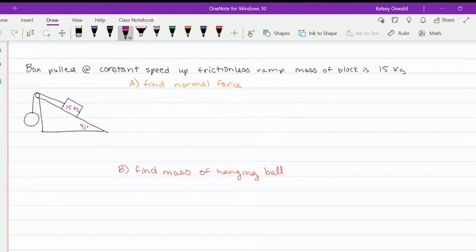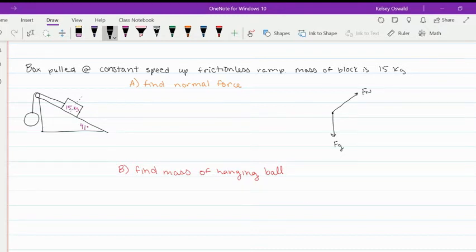As always, our first step is to draw our free body diagram. We know that the force of gravity always points straight down. That one's always a given. The next one we're going to have is the normal force, since our block is on a surface. And remember, normal force points perpendicular to that surface. So in this case, it's going to be going up and to the right, because it needs to be perpendicular to the inclined plane.